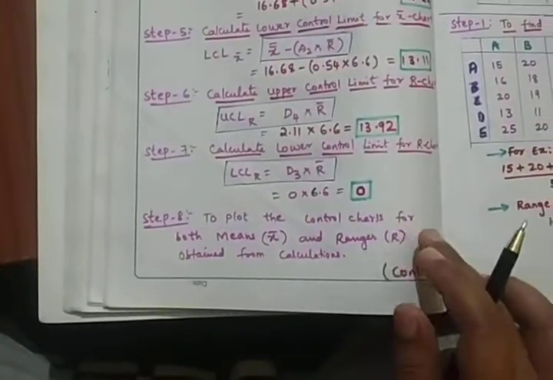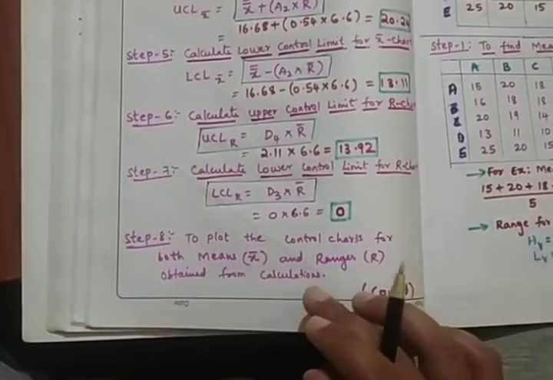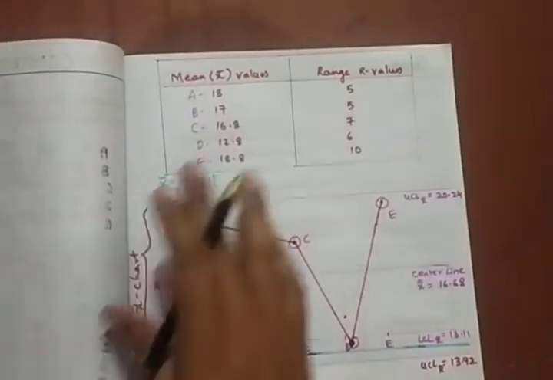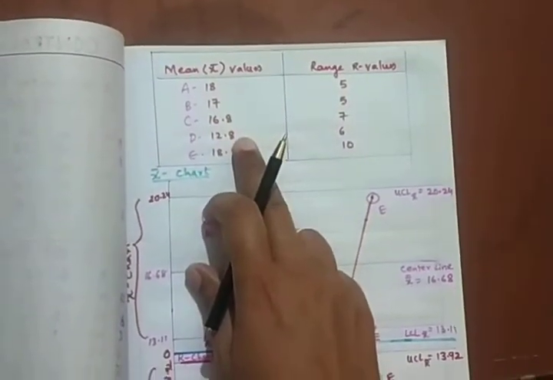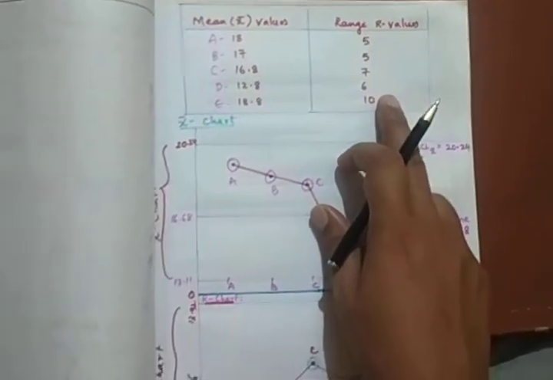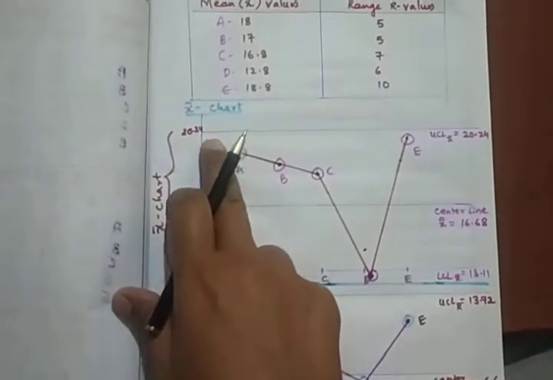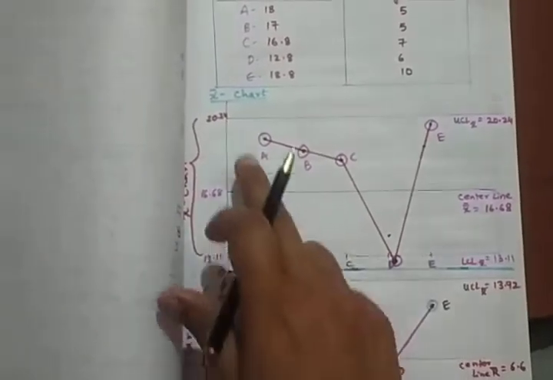To plot the control charts for both means and ranges, that is X bar and R, which are obtained from the calculations, for plotting the graph we will be taking the mean values for X bar and range values for the R chart. So first I will show how to plot the X bar chart. For plotting the X bar chart, I have taken the X axis and Y axis.